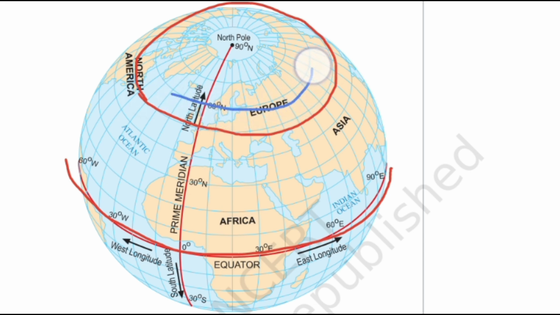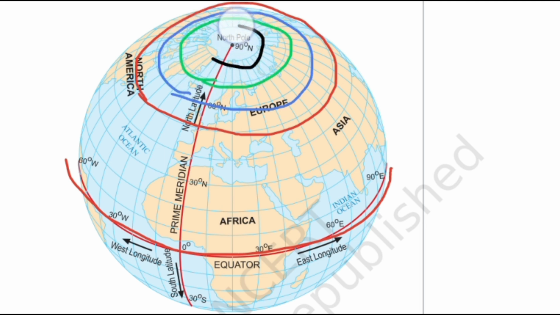We are drawing another one. This is another one. This is another one. Then again we draw another one. Then we are moving towards the north pole again. So this is another one. It is clearly shown that this red one will be the largest and this black one will be the smallest.